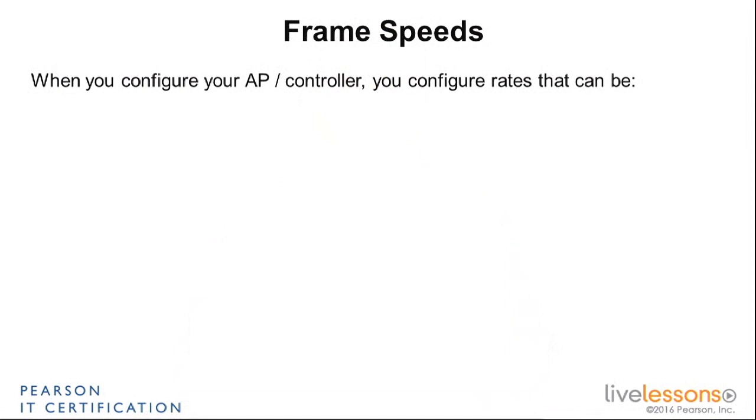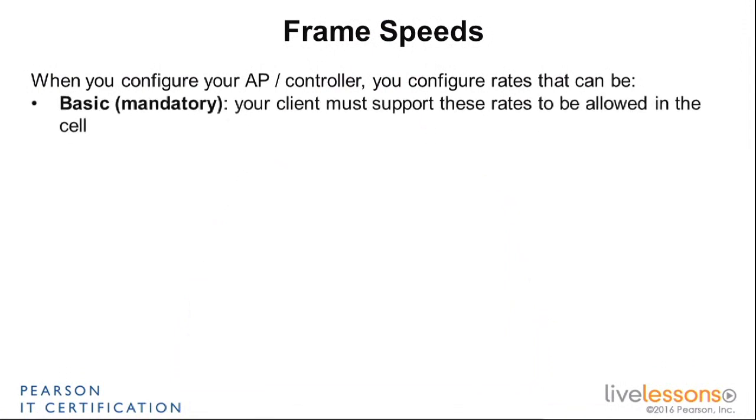A few last things you need to be aware of about these protocols. When you configure your controller, you will be configuring data rates or MCSs. And there are three categories of rates. Those that are said to be basic or mandatory. When you enable a rate to be mandatory, what your access point says is that your clients must be able to run that rate to be allowed to join the cell.